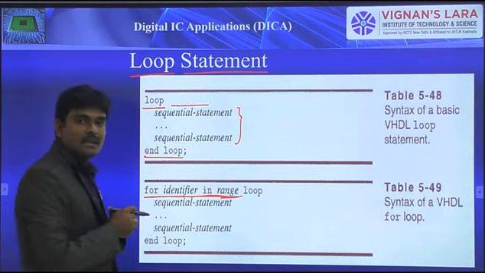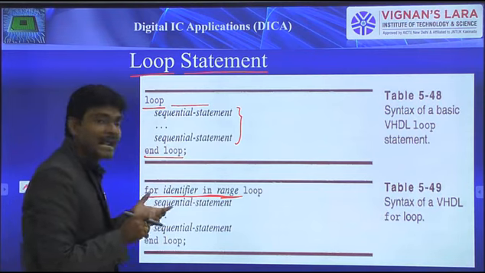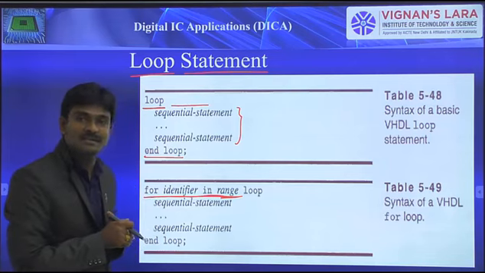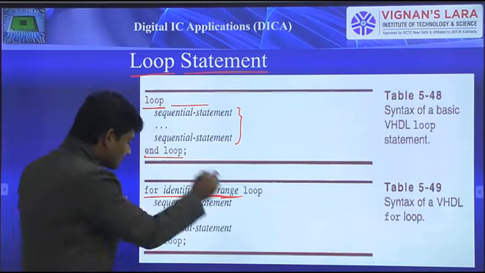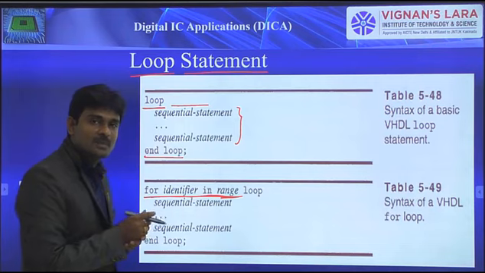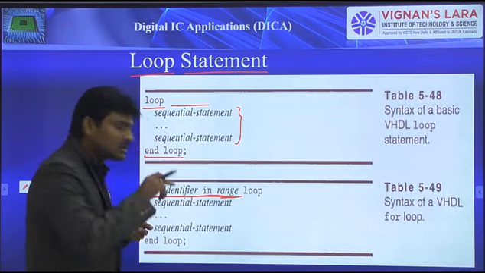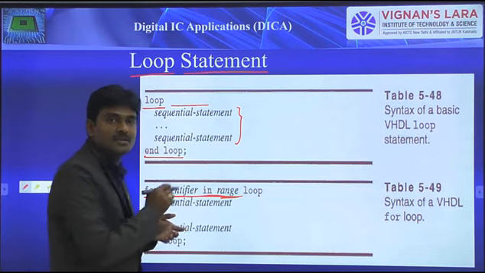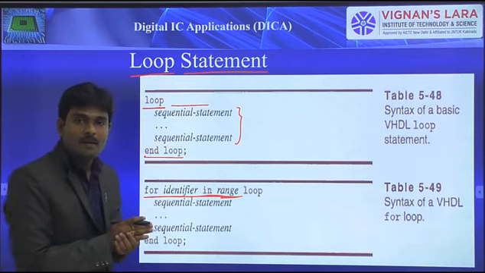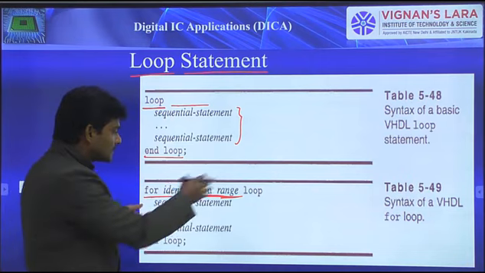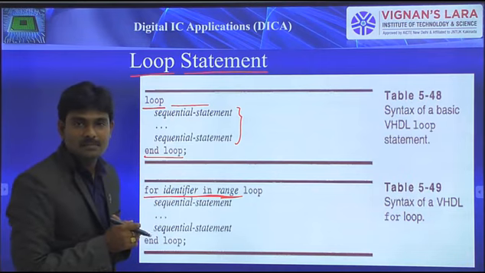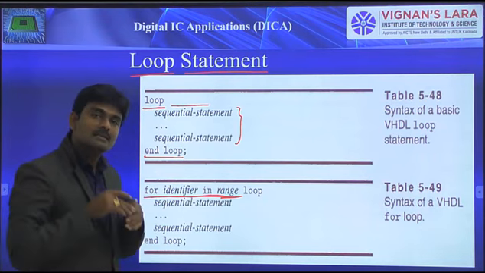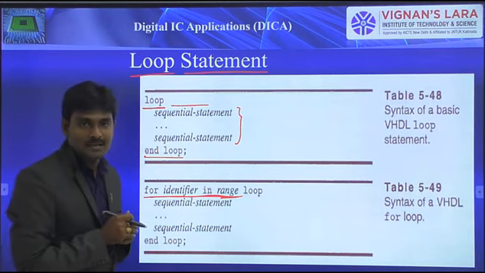Now we are going to discuss the for loop syntax, how it seems to be. This is also another sequential statement. The syntax is somewhat like what we already discussed for the for loop in the structural description style, which also has for identifier in range. All these are the same except for one part, since those were concurrent statements and here we consider sequential statements. Other than that it is the same. The explanation for this is also the same as what we discussed in the structural style.